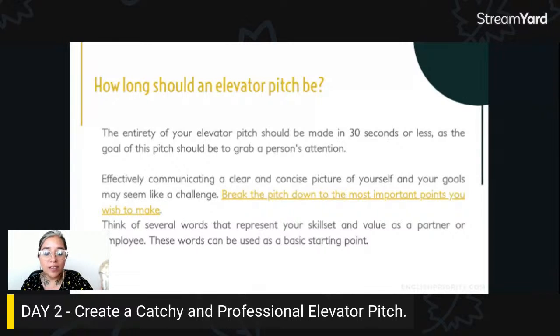So as I was saying, how long should an elevator pitch be? Yesterday we were talking about 30 seconds. Now, it all depends on the purpose and the intentions that you have.